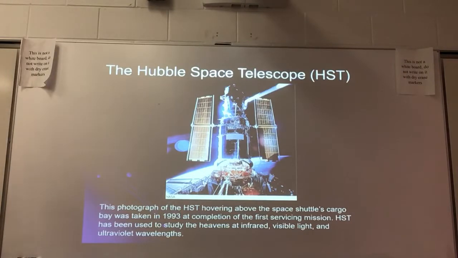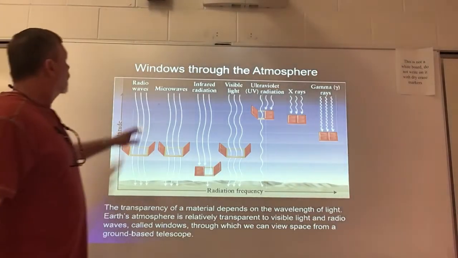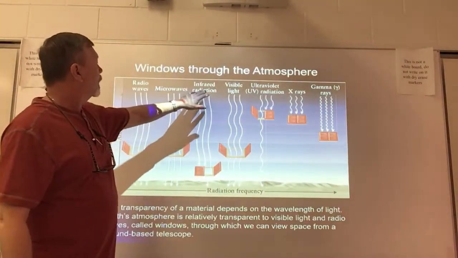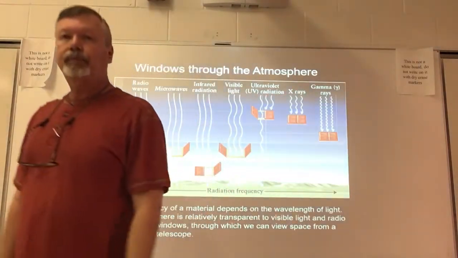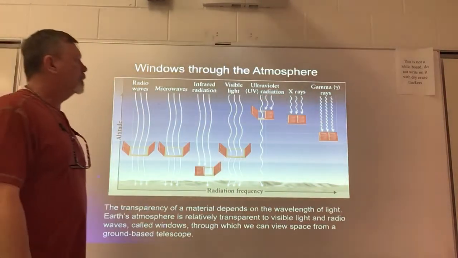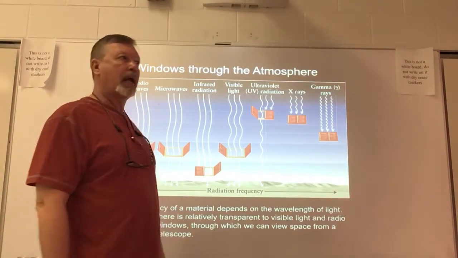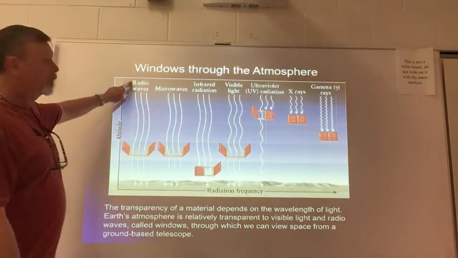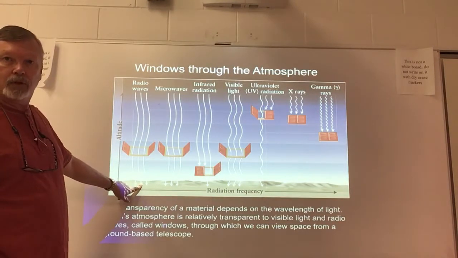All right, the last slide we're going to talk about. Again, here you see the electromagnetic spectrum: radio, microwave, infrared, visible, ultraviolet, X-ray, and gamma ray, okay? Our atmosphere acts like a window for some frequencies of light and acts like a wall or a door for others, okay? Over here in the radio wave region, you can see the radio waves make it all the way down to the surface of the Earth.